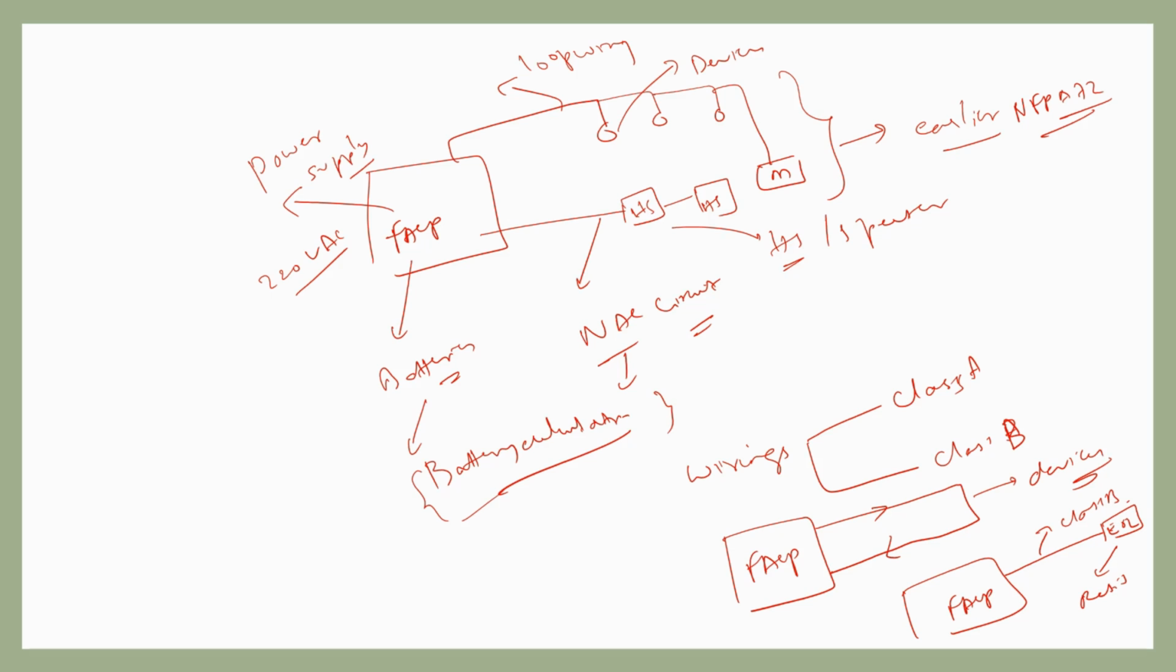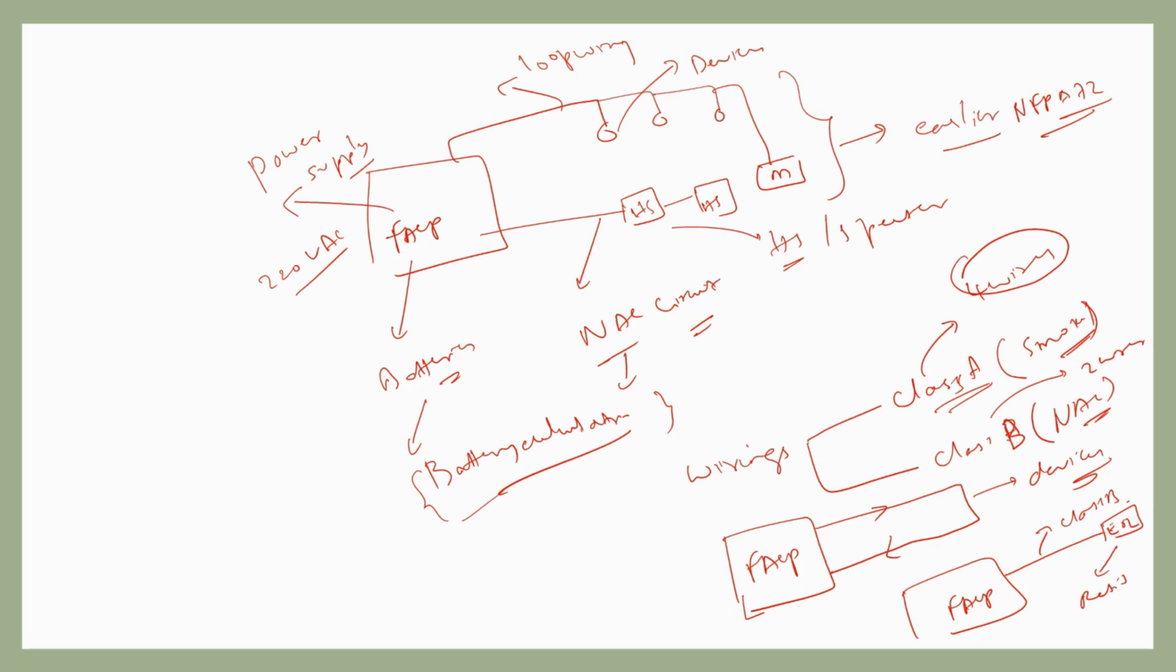As per NFPA 72, we are going to use class A wiring for the smoke detectors, heat detectors, and all the other initiating devices. Class B wiring will be used for notification appliance circuits. Class A wiring has 4 wires, and class B wiring has 2 wires.